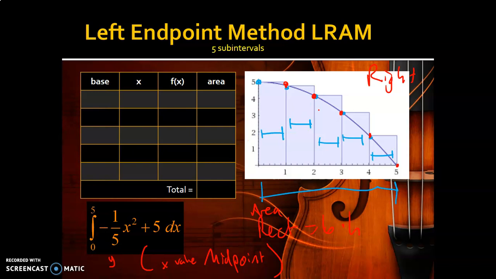The trapezoid method, like for this interval right here, would use both of these heights, and it would use a trapezoid formula. So you'd have 1/2 times 1 times whatever these two heights are. It looks like about 4.2 and about 3.6. Go back and watch the original videos if you want a better explanation.